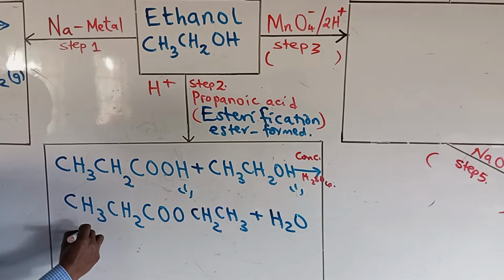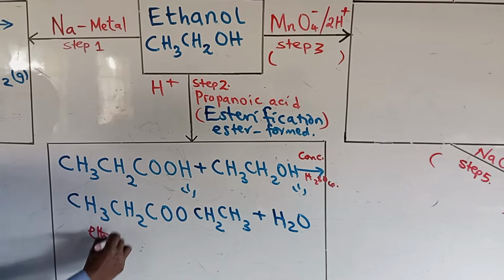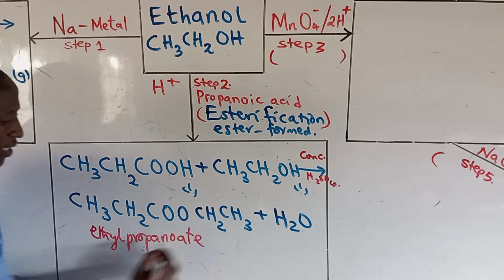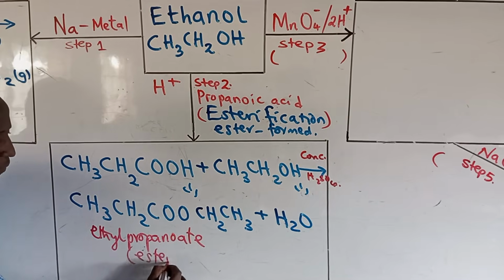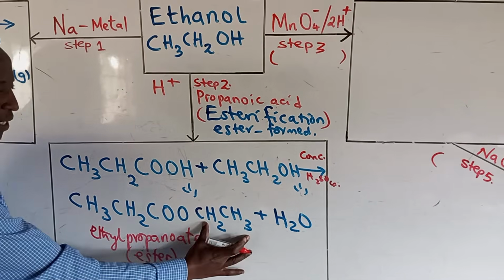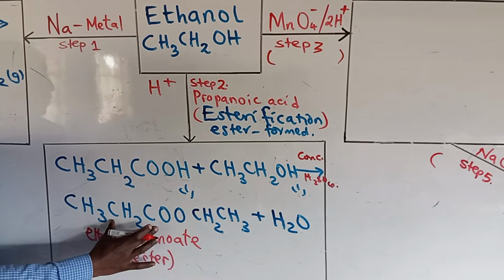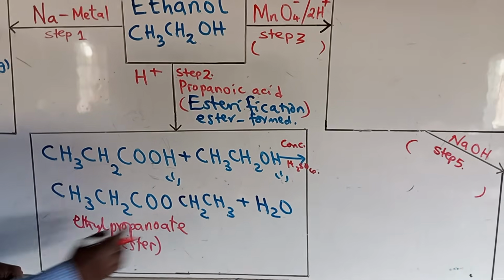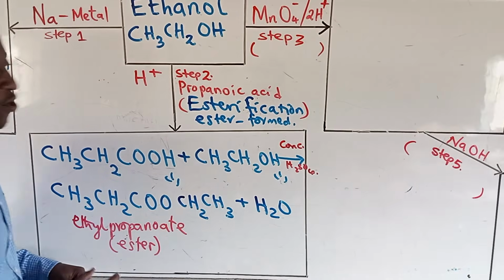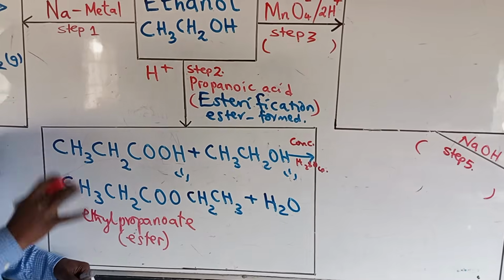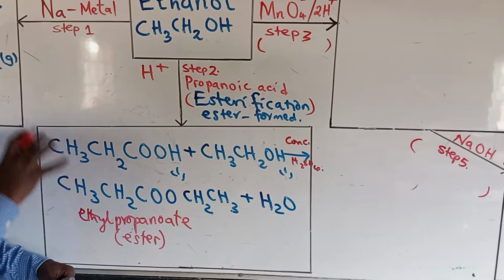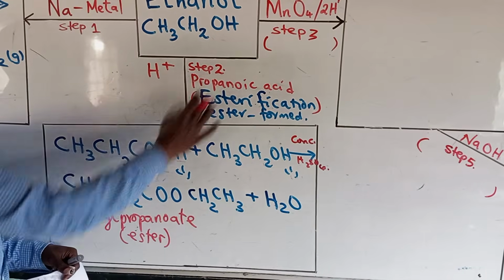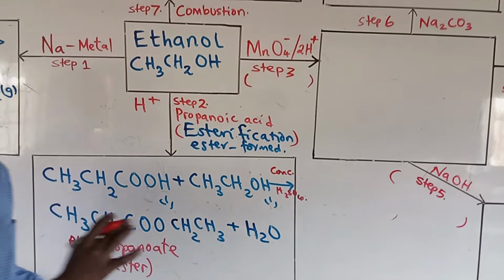So this one will be called ethyl propanoate. This is our ester. The ethyl part, the propanoic acid part. So we have the ester ethyl propanoate, and the other product is basically water. So that is how we go about the process of forming an ester, esterification. Step number 2. Let us move on to step number 3.